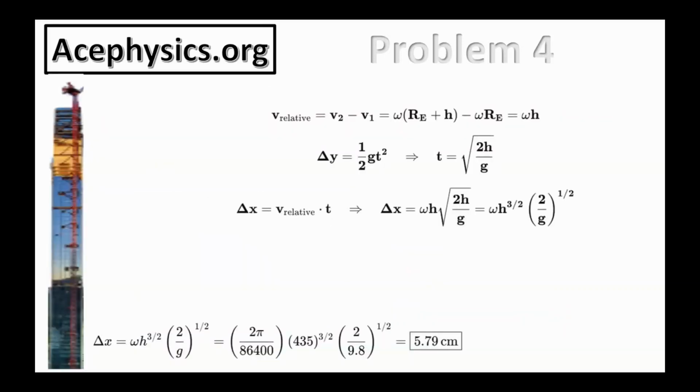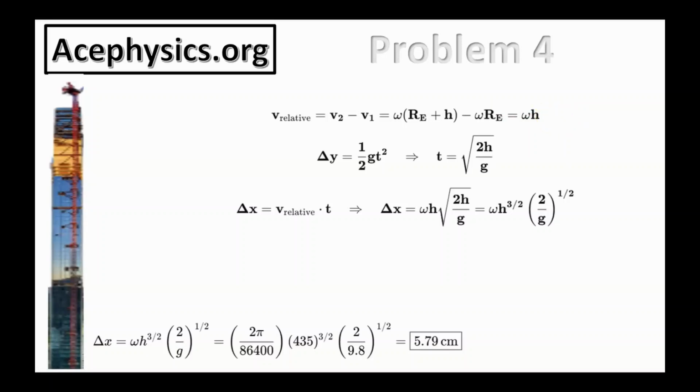Because the top of the building is moving quicker than the bottom of the building, there's a relative velocity between the top and the bottom, v2 minus v1. v2 is the velocity of the top of the building, v1 is the velocity of the bottom of the building, and that's equal to omega h. You can think of it as if the bottom of the building is at rest, and the top of the building has a velocity omega h towards the east.